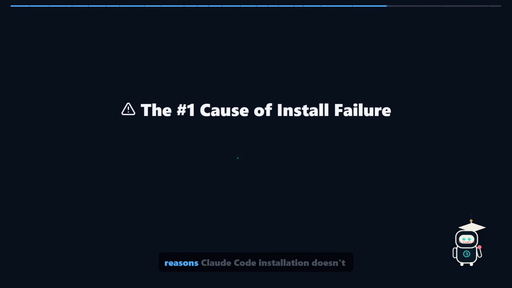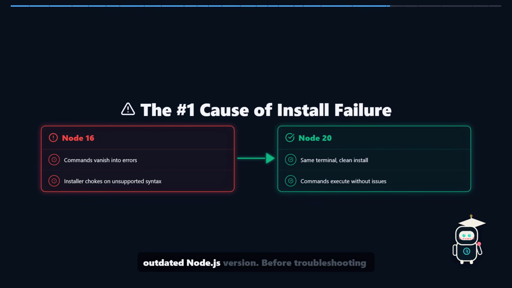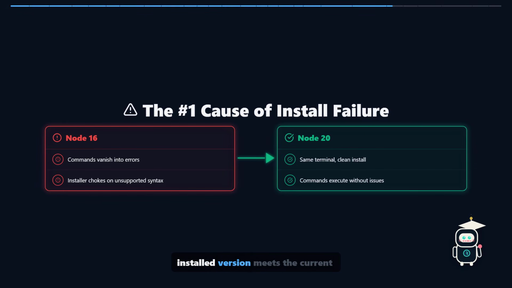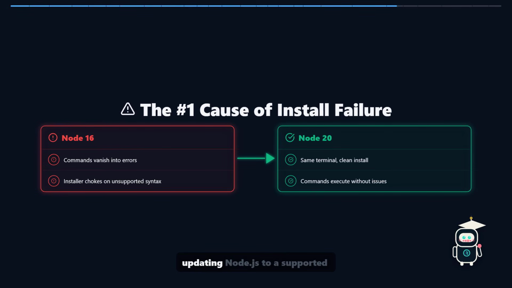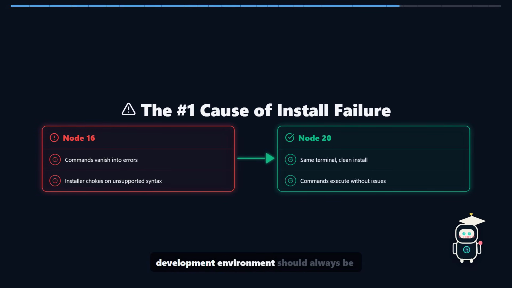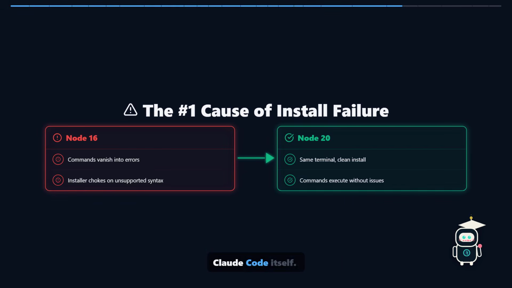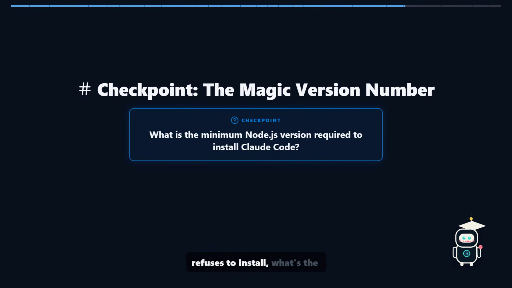One of the most common reasons Claude Code installation doesn't work is an unsupported or outdated Node.js version. Before troubleshooting anything else, verify that your installed version meets the current requirements in the official documentation. Many installation issues disappear after updating Node.js to a supported release. That's why checking your development environment should always be the first troubleshooting step before assuming something is wrong with Claude Code itself. Quick question. If Claude Code refuses to install, what's the very first thing you should verify?